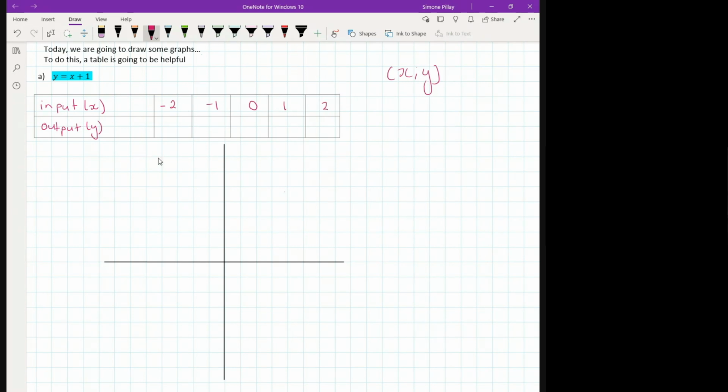So let us look at this. When I have this input of -2, let's see what happens. My output is going to be -2 plus 1. Can you guys tell me what is -2 plus 1?